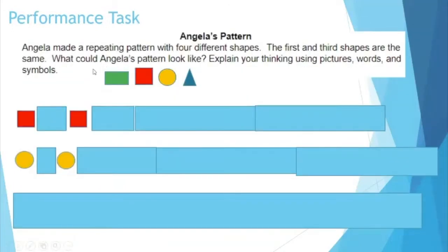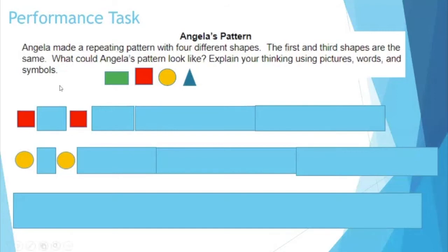So here's your performance task. Angela's pattern. Let's reread it together. Angela made a repeating pattern with 4 different shapes. I have my 4 shapes at the top to choose from. The first and third shapes are the same. So with this first pattern example, I just made sure my first shape and my third shape were the same. What could Angela's pattern look like? Explain your thinking using pictures, words, and symbols.